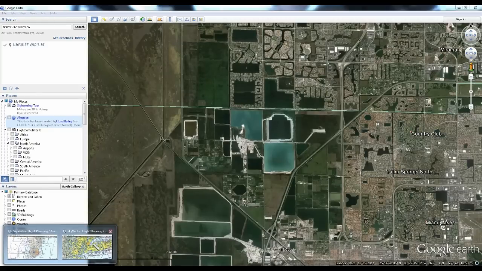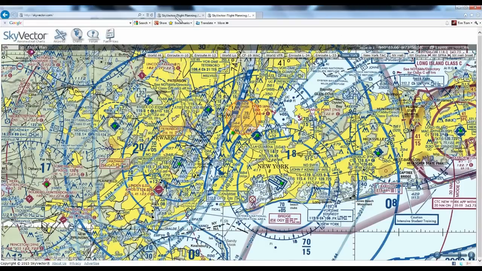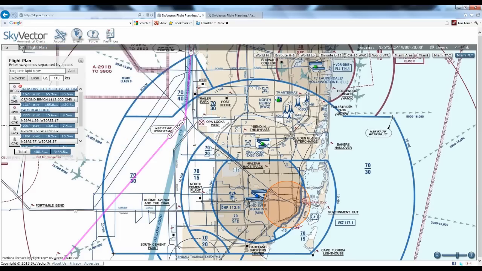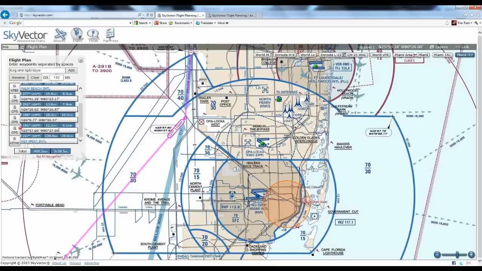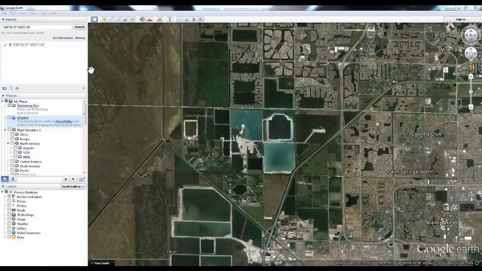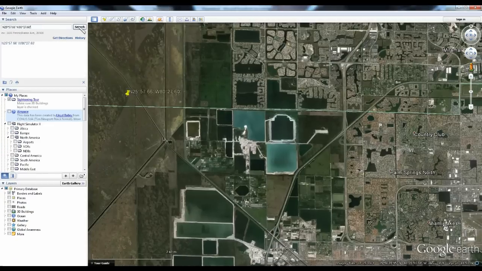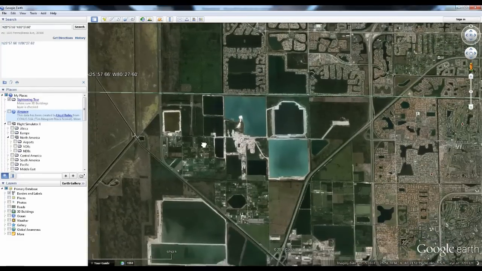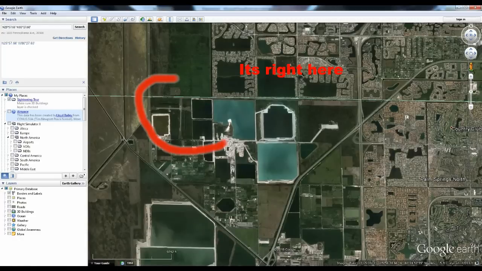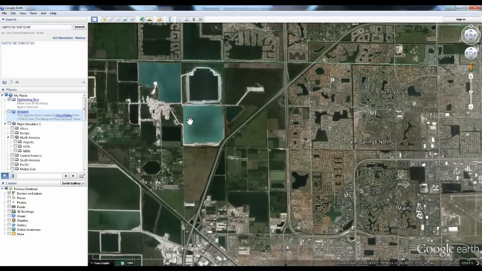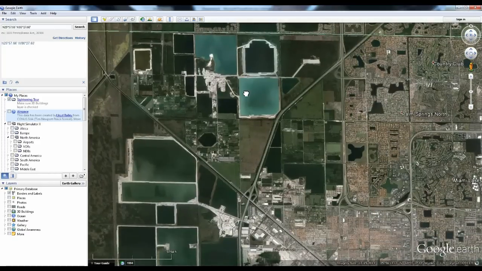One thing we could also do is punch in these coordinates. If we copy and then paste them into Google Earth. Okay, so I was in the right area. There's the waypoint we're going to be flying over. So immediately to the left of our airplane, we should be able to see Opelika West, the abandoned airport.